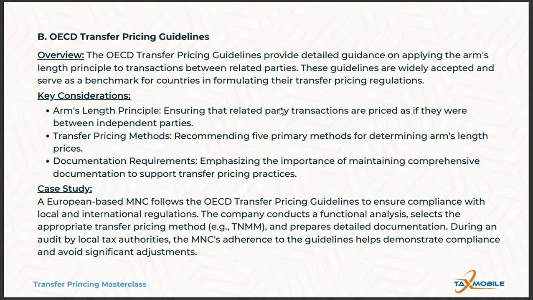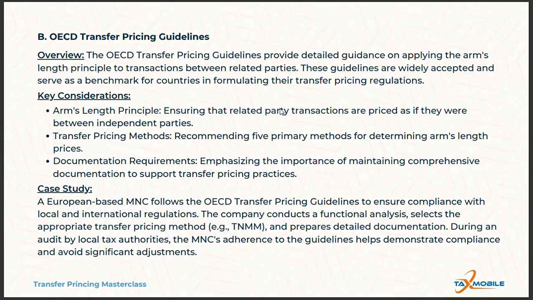Now, let's look at the key components of the OECD guidelines. The OECD transfer pricing guidelines provide detailed guidance on several key aspects of transfer pricing, which include the arm's length principle, which is the cornerstone of transfer pricing itself. It ensures that transactions between related entities are priced the same way they would be if the parties were unrelated. This principle helps prevent artificial profit shifting and ensures that profits are appropriately taxed in the jurisdiction where value is created.